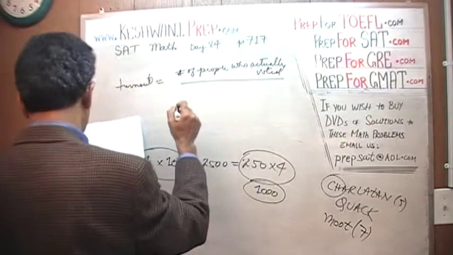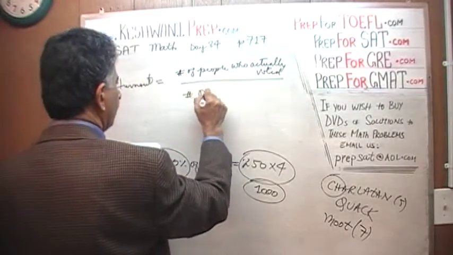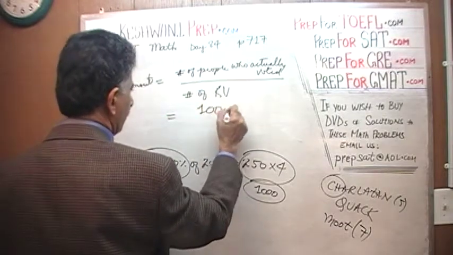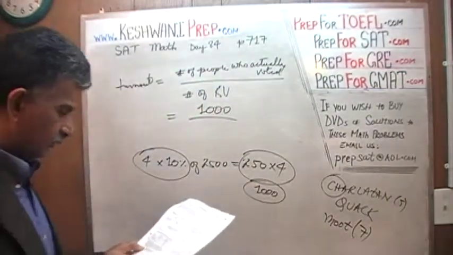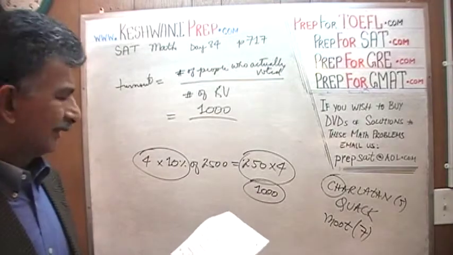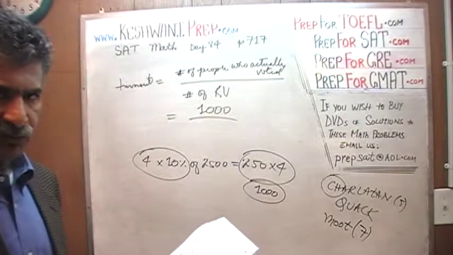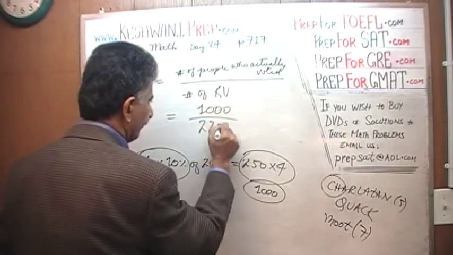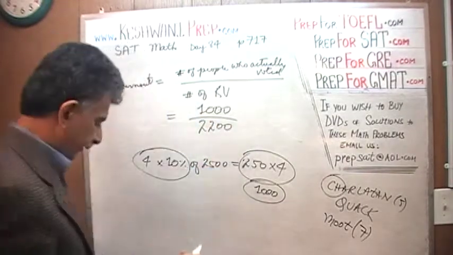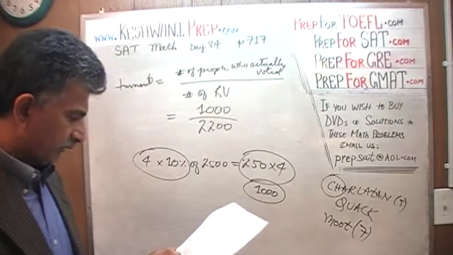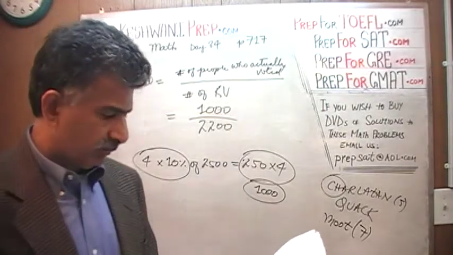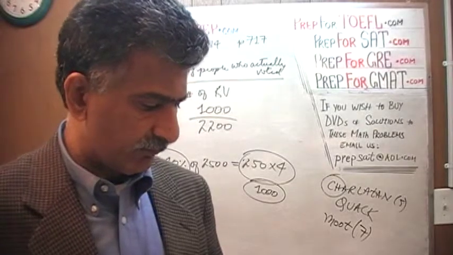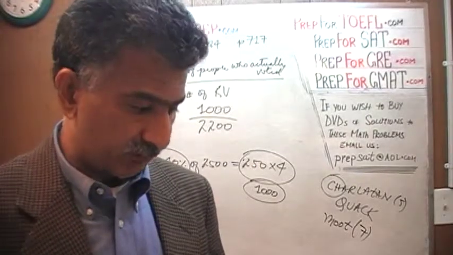divided by the number of registered voters. So the number of people who actually voted is 1,000, and the registered voters, if you look there, it says 1,000 registered voters for men, 1,200 for females, so it's 2,200. And they're not looking for the percentage. They're looking for the ratio. If the turnout of the election is defined to be the fraction, you see, that's it.